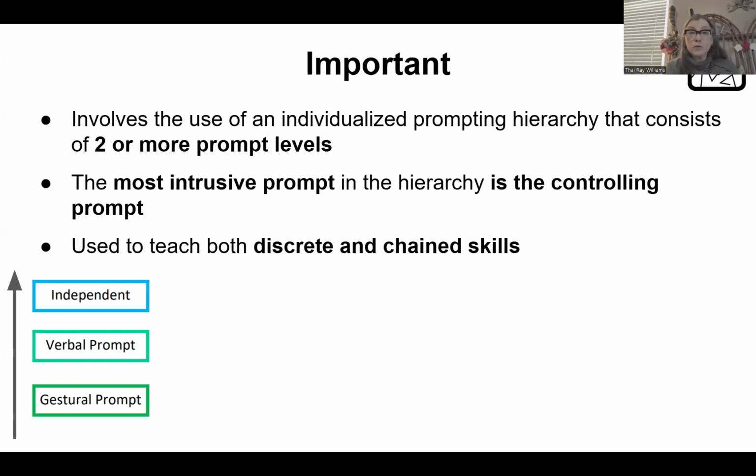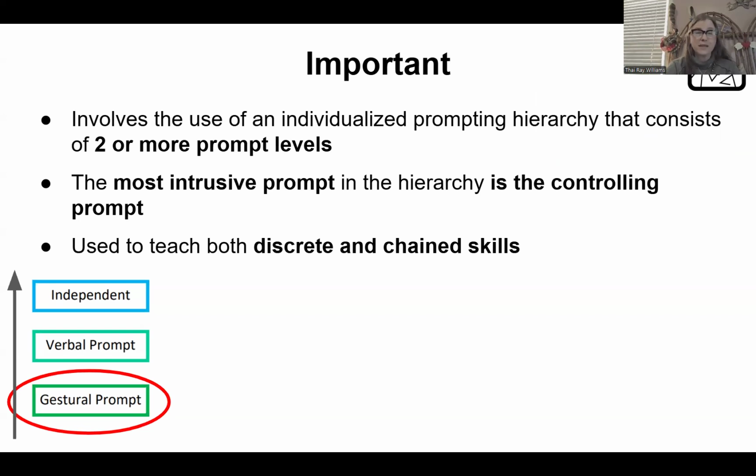So what we're going to do real quick, that's just going to take a second, is I want you to look at these prompting hierarchies and, in your head, think about which prompt is the most intrusive prompt in this prompting hierarchy, okay? So looking at the first prompting hierarchy, what is the most intrusive or controlling prompt in that prompting hierarchy? If you thought gestural prompt, you are correct.